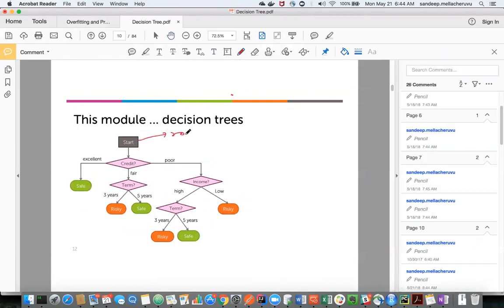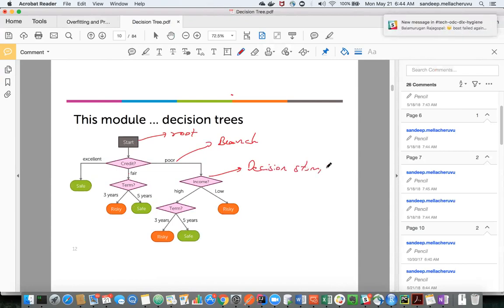So this is the root. This is the branch. Then this is one decision stump. Then these are leaf nodes. All of these are leaf nodes. Okay. That is about the tree, how the tree looks like.